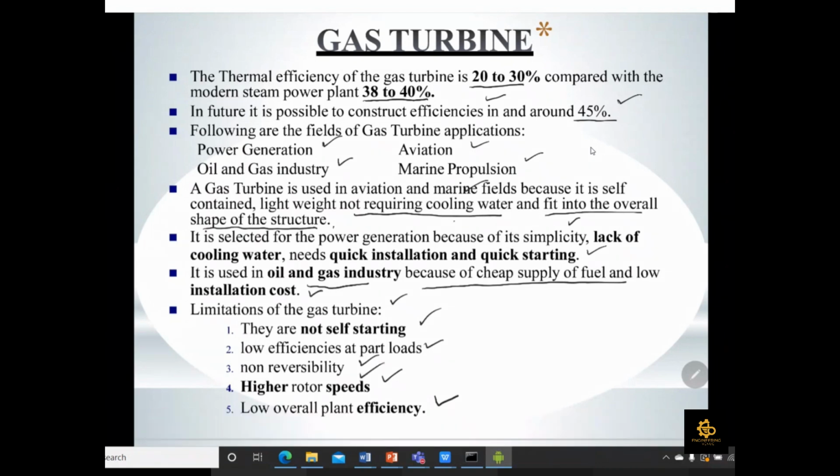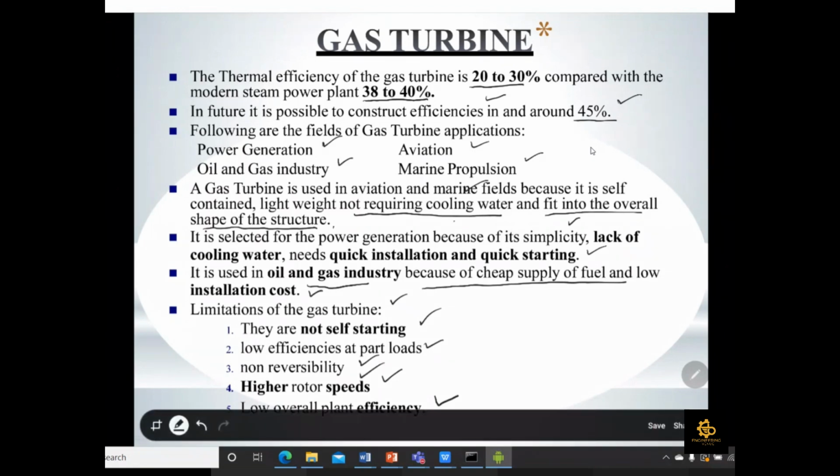Okay, so what is the disadvantage of higher rotor speed? If there is a high rotor speed, it means there will be more stresses on the rotor part. And when there are more stresses, we have to use very hard alloys so that they will withstand these high rotor speeds. That means we have to make our structure more rugged.